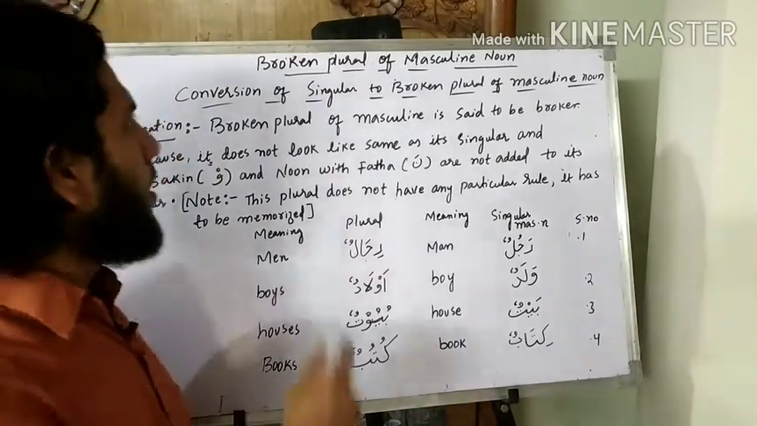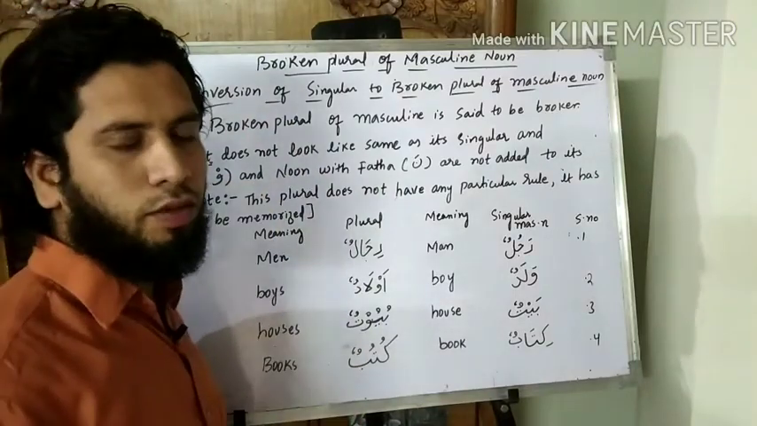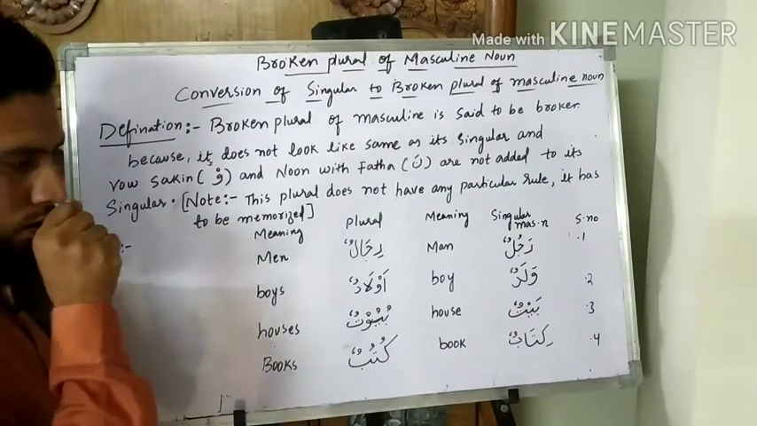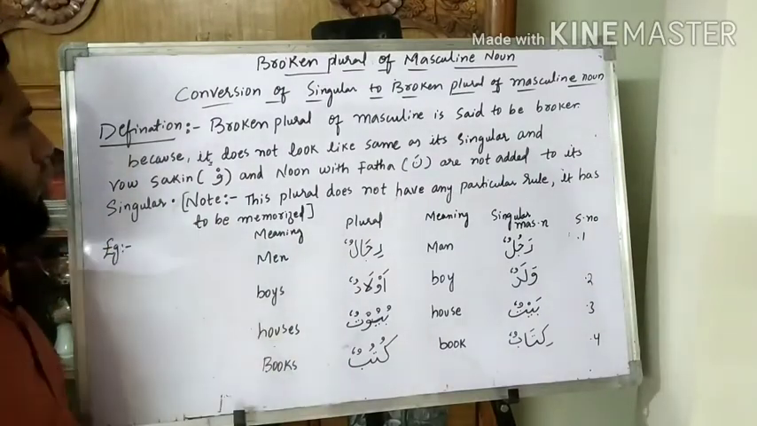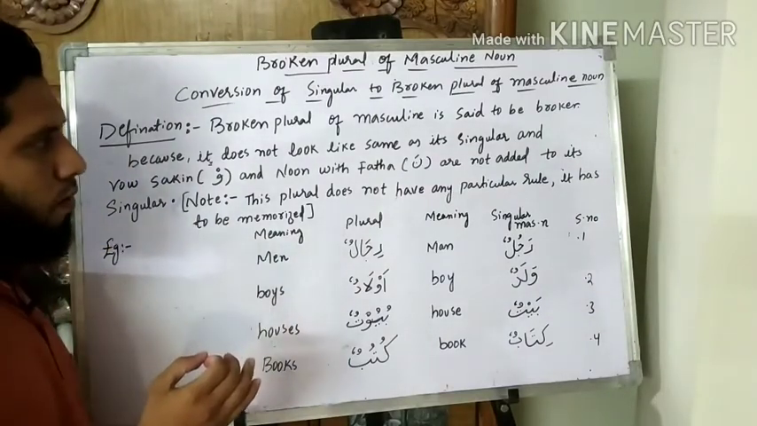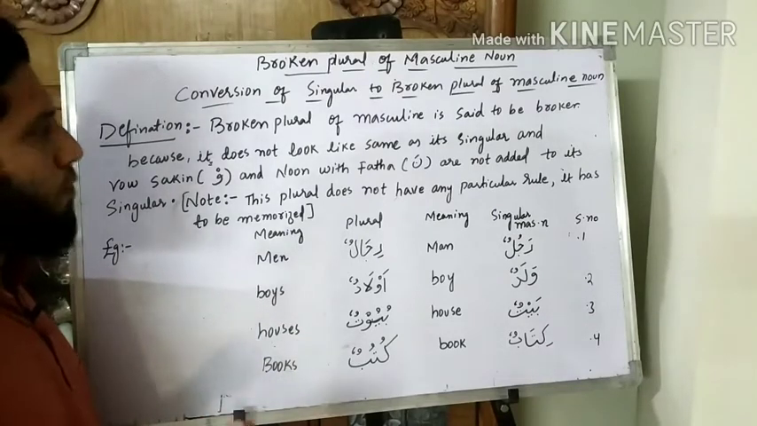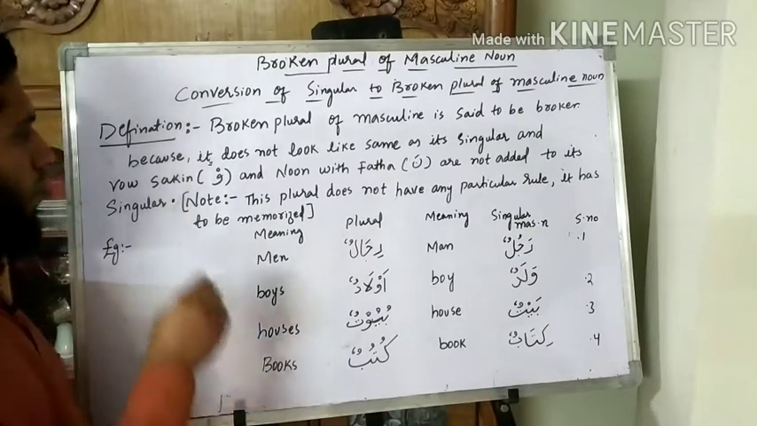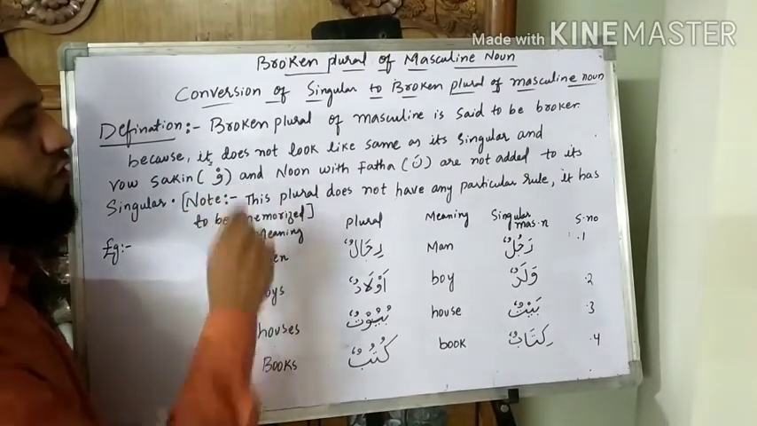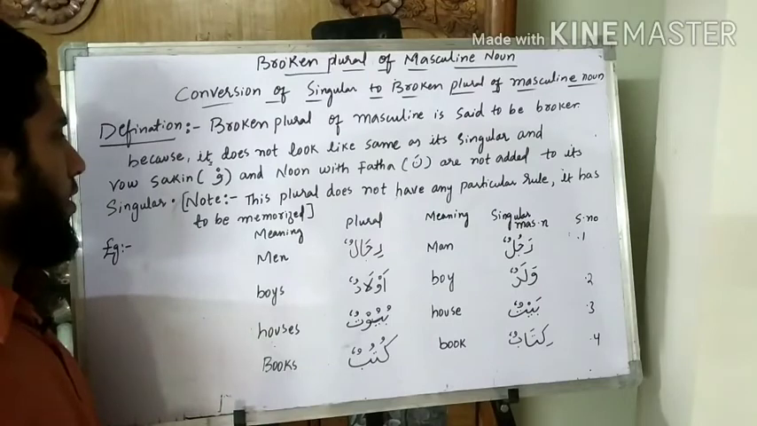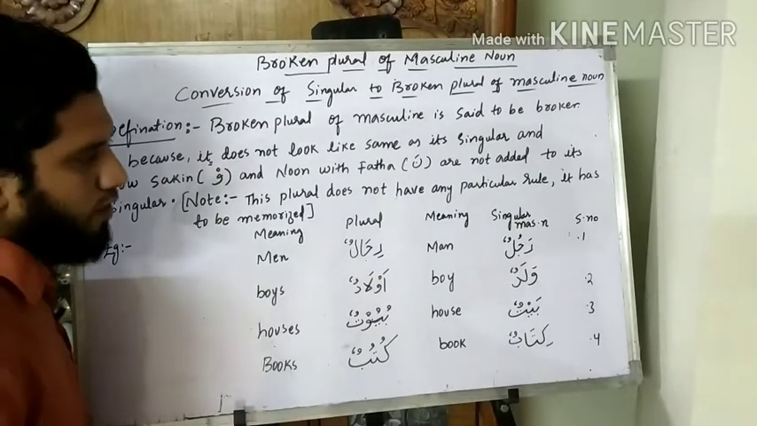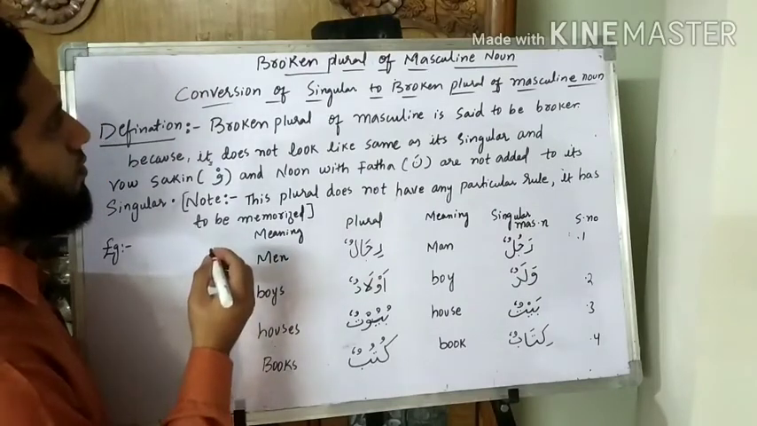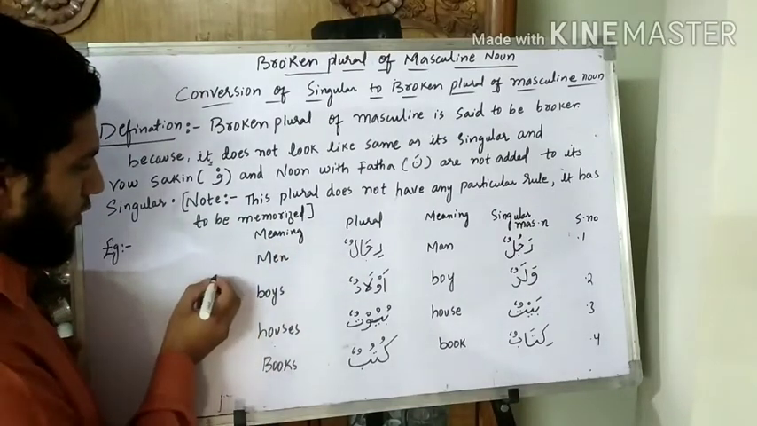Here we will see broken plural of masculine noun, and its conversion also. So look at the definition. Broken plural of masculine noun is said to be broken because it does not look like same as its singular, and waw sakin and noon with fatha are not added to its singular. For example, we learned unbroken plural of masculine, for example, Muslimun.